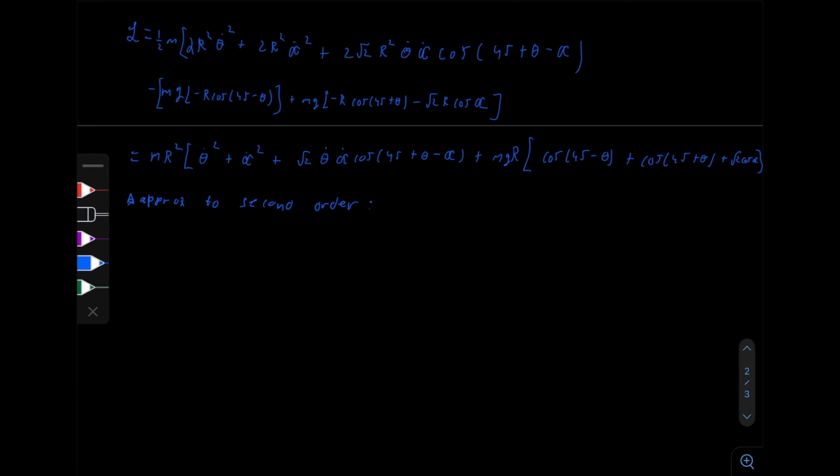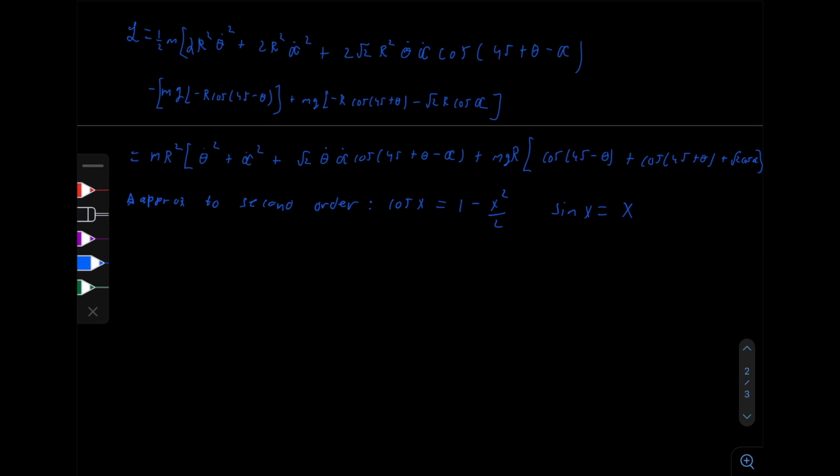So what does that mean? That means that cosine of something is going to be 1 minus that something squared over 2, and sine of that something will be x, right? Because the next term in the Taylor series of sine is x to the third over 3 factorial, but we don't care about that.